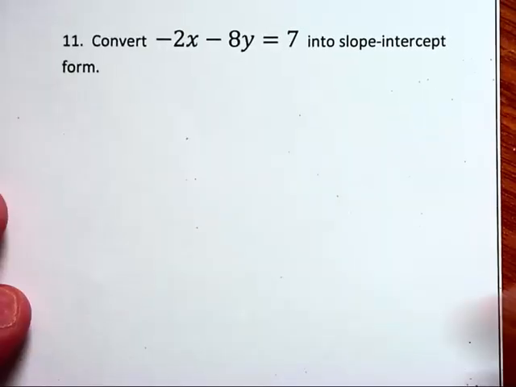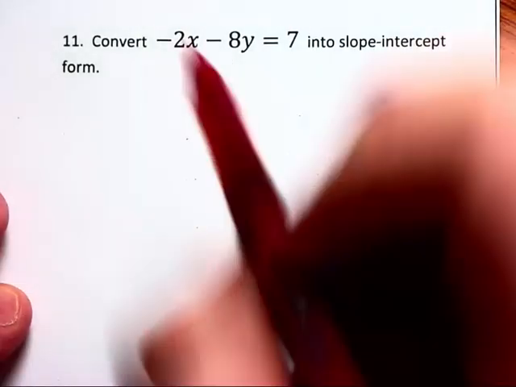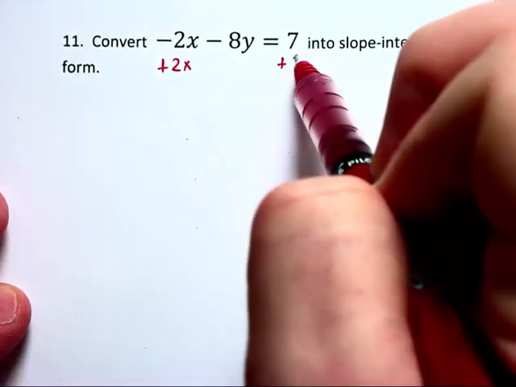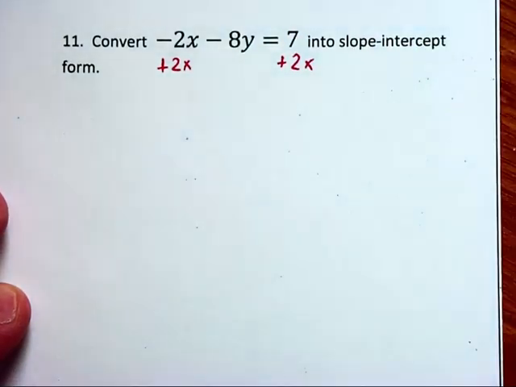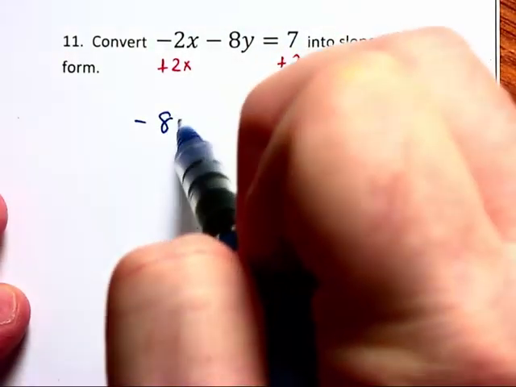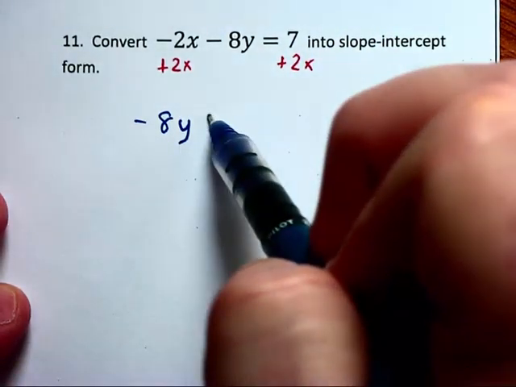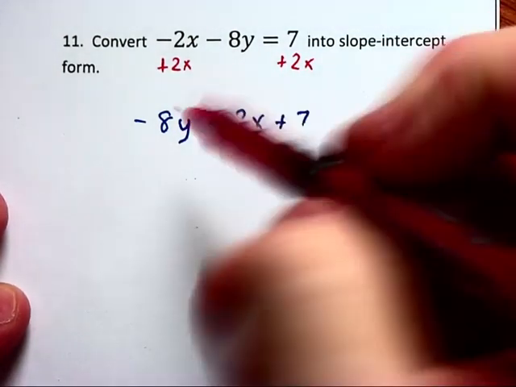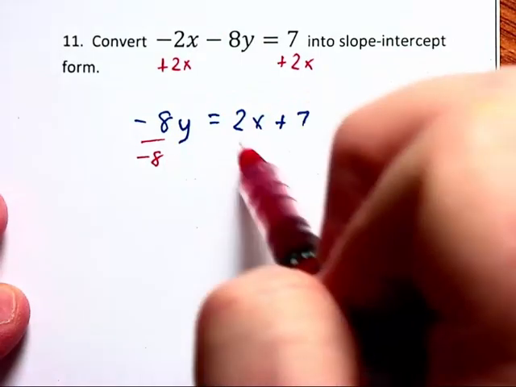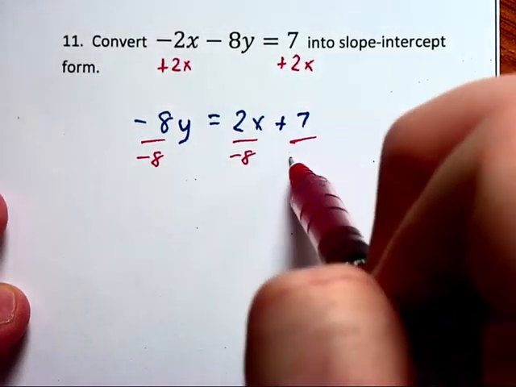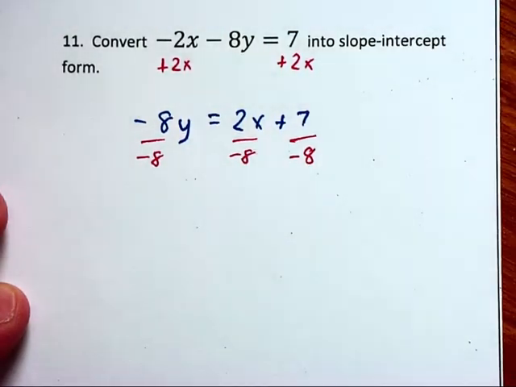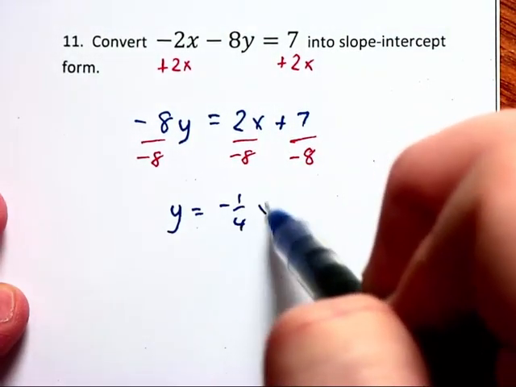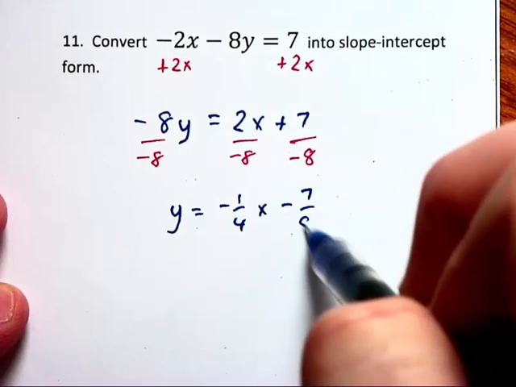Let's do this again. Again, I want to isolate the y. We will be adding 2x to each side to bring that to the other side of the equation. Now we will have negative 8y on the left is equal to 2x plus 7 on the right. Dividing through by negative 8 in each position will then isolate the y for us, and we will have y is equal to negative 1/4 x minus 7/8.